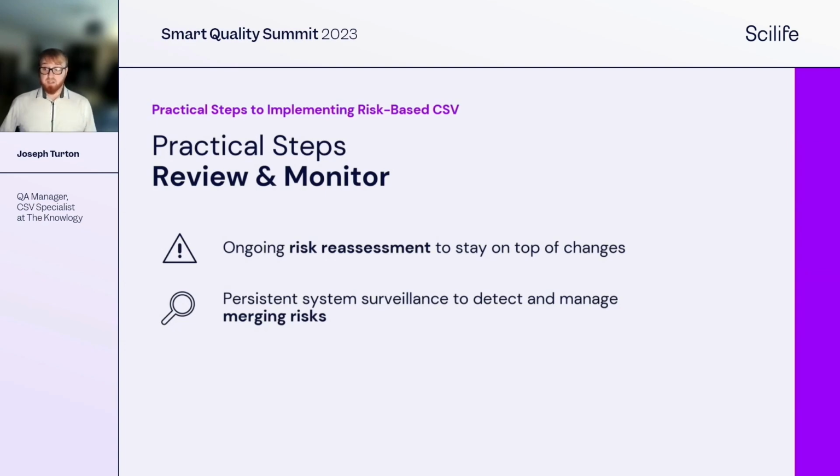And the process doesn't end once we've executed our validation tests. Risk management is a continuous endeavour. As our systems evolve, so do the risk landscapes. With regular reviews and continuous monitoring, we can stay on top of these changes. This isn't just about catching and managing risks as they emerge. It's about being proactive, anticipating changes and adapting before issues arise.